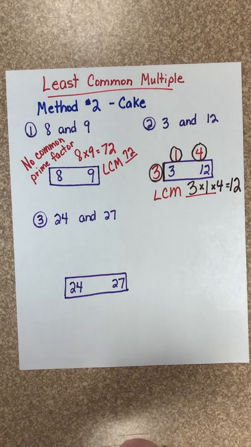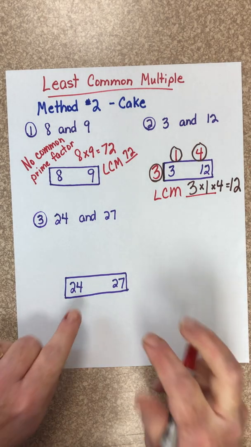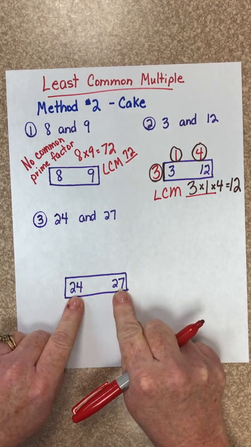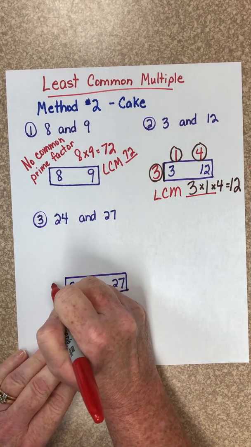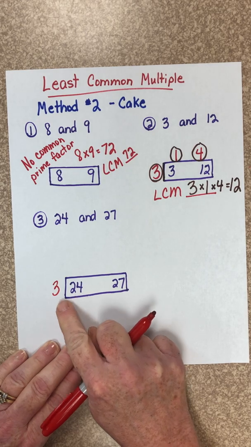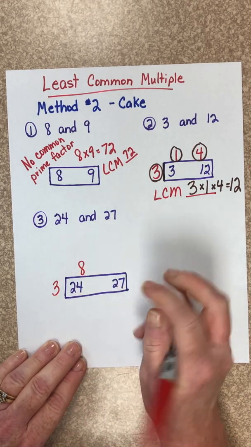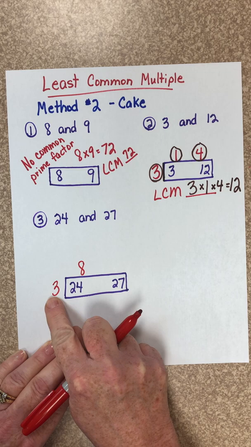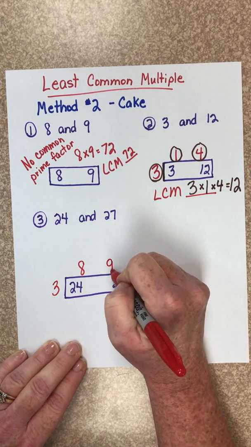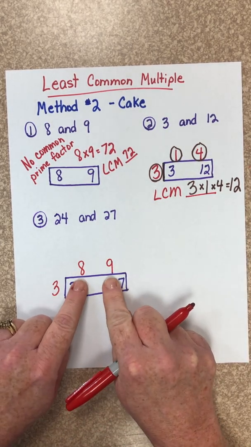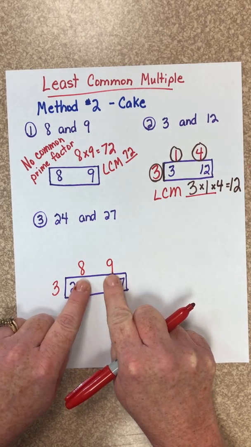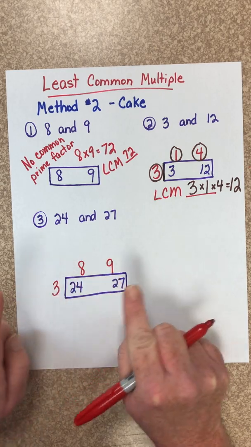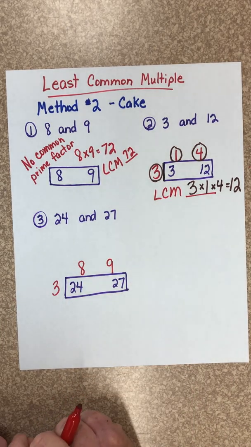All right, let's go to our last example using the cake method, and that's 24 and 27. We have an even and an odd, which means we need to try to divide both by 3, and that does work, so we're going to put a 3 here. 24 divided by 3 is 8, and 27 divided by 3 is 9. Now we look at 8 and 9, trying to figure out, do we have another common prime number that will divide both of these? And the answer is no. So that's as far as we can go with this cake.